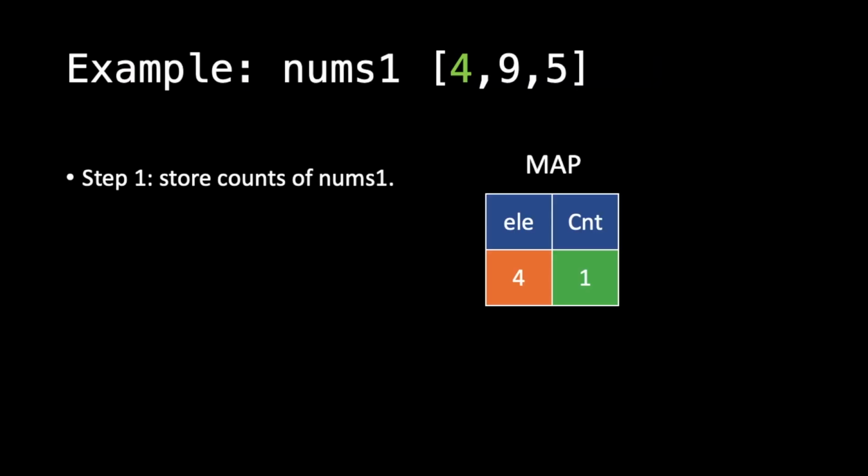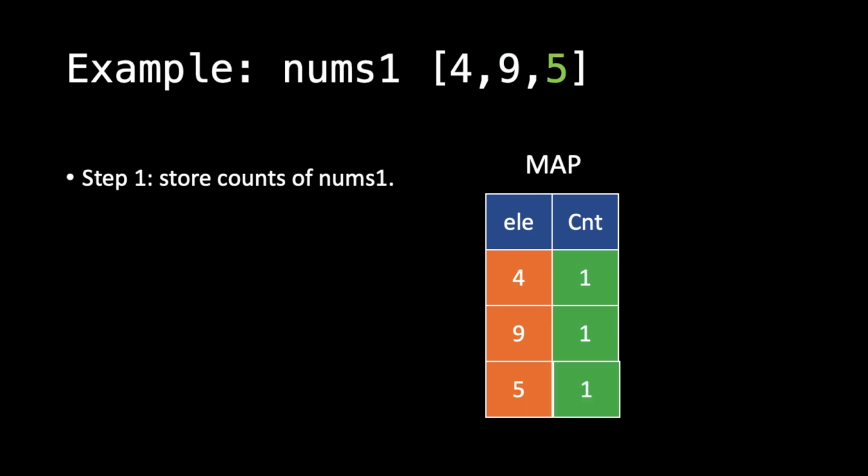So let's see an example. We created one map. Now we will iterate through nums1 and store the count of elements from nums1. The first element is 4, encountered the first time, so its count will be 1. Now the second element, 9, is also encountered the first time, so its count will be 1. The next element is 5, also encountered the first time, so its count will be 1. So we iterated through the first array, nums1, and stored the count of each element.